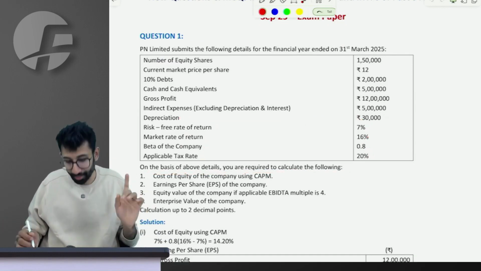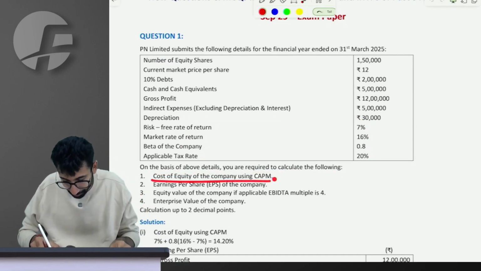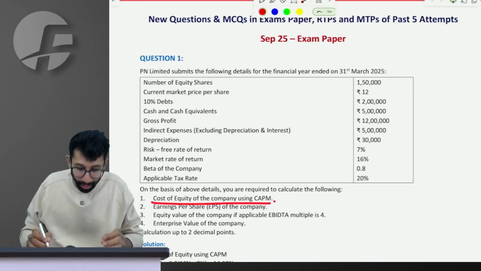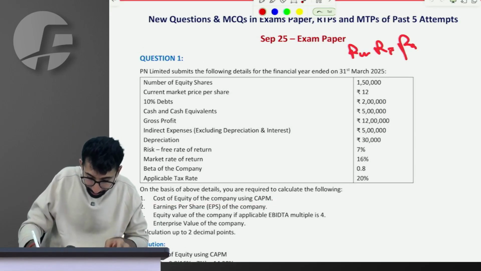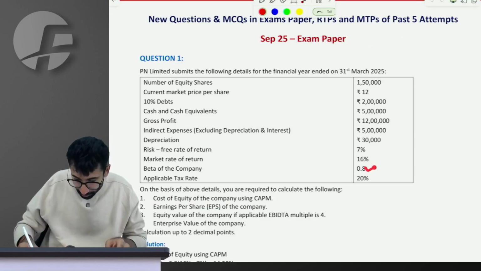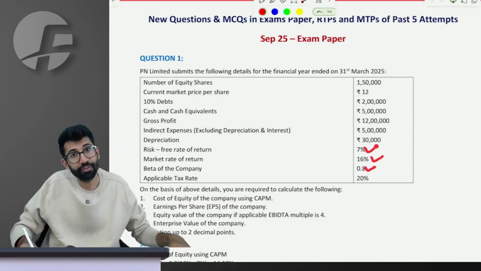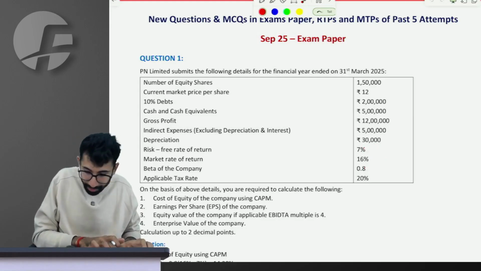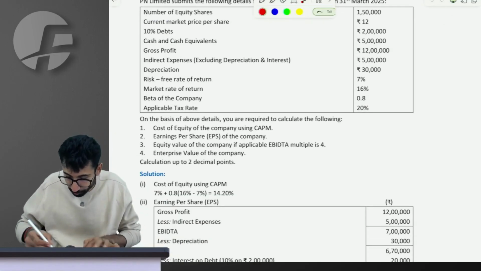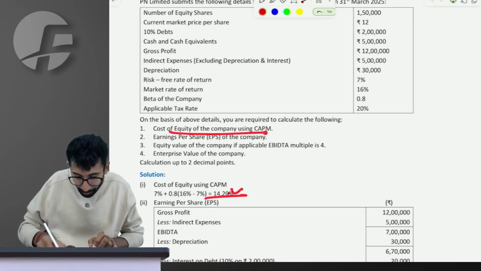What all do we need to calculate? First thing, the cost of equity of the company using CAPM. Now sir, for CAPM, I need RM, I need RF, and I need beta. Do I have the beta ready with me? Yes. Do I have the RM and RF? Yes. Super quick, everyone in the class. Sir, 16 minus 7 is RM minus RF, into 0.8 beta, plus RF of 7, gives me 14.2 as my cost of equity.